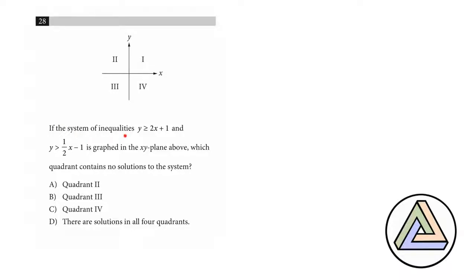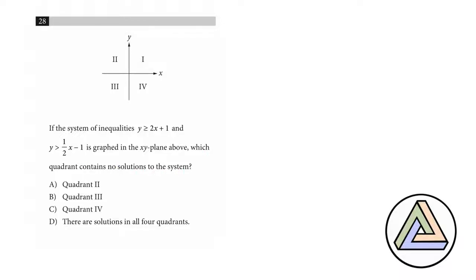If the system of inequalities y is greater than or equal to 2x plus 1 and y is greater than 1/2 x minus 1 is graphed in the xy plane above, which quadrant contains no solutions to the system? So as you may recall, when you have inequalities and you're graphing them, it often is the case, if not always the case, that you have to sort of shade a region, right? My thought is, let's actually graph these, get a sense of what's going on over here, and then find out which quadrant contains no solutions.